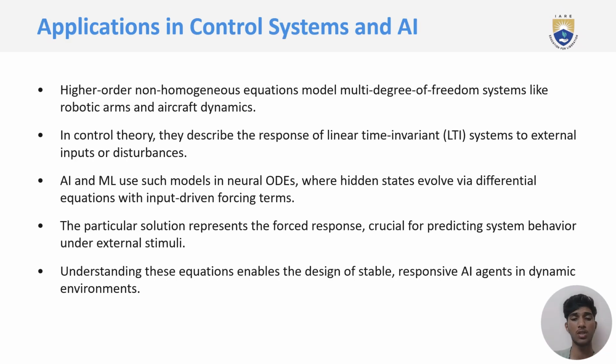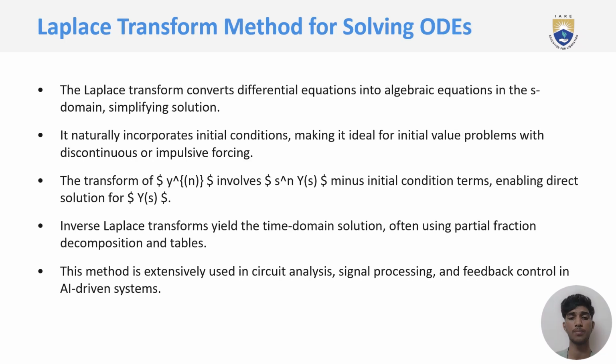Applications in control systems and AI. Higher order differential equations are widely used in engineering and control systems. They describe the behavior of systems such as robotic arms, aircraft dynamics, and electrical circuits. In artificial intelligence, differential equations are used in neural ordinary differential equations where system states change continuously. These equations help predict system behavior under different inputs. Understanding them helps engineers design stable and efficient control systems.